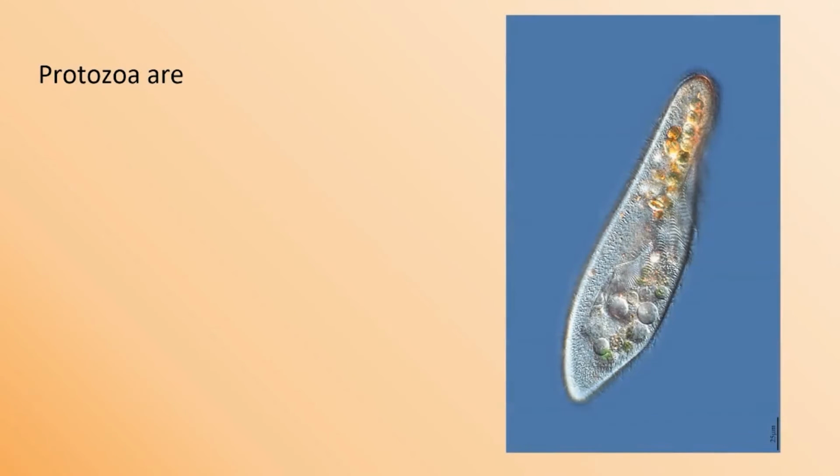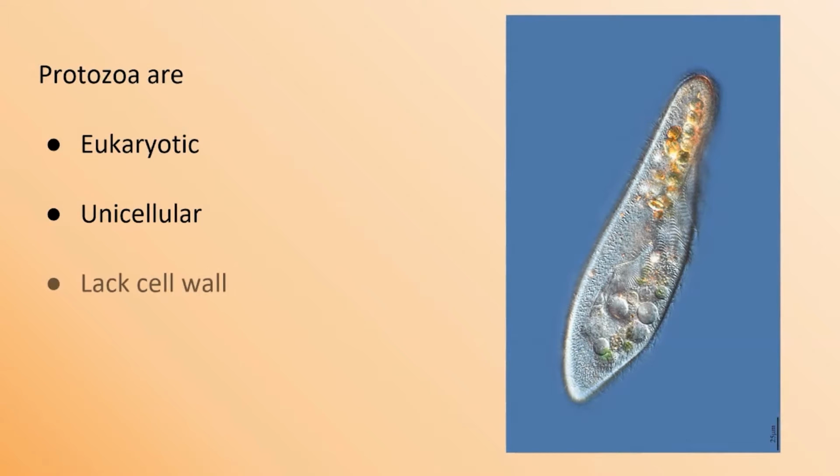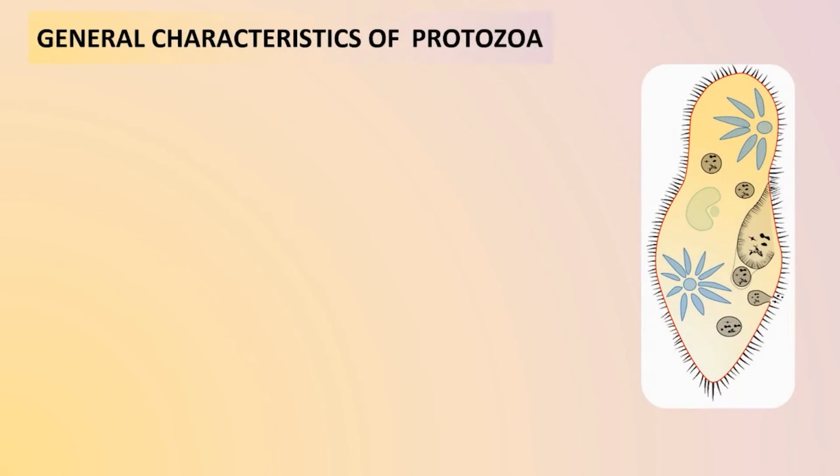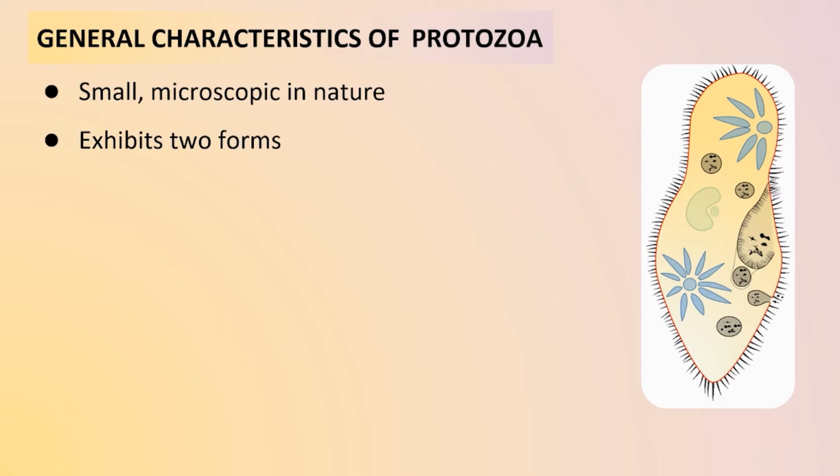Protozoans are eukaryotic, unicellular, and lack cell wall. Protozoans are simplest and most primitive of all animals. General characteristics of phylum Protozoa. Protozoans are small, microscopic in nature. They exhibit two forms of living. They are either free-living or parasitic.